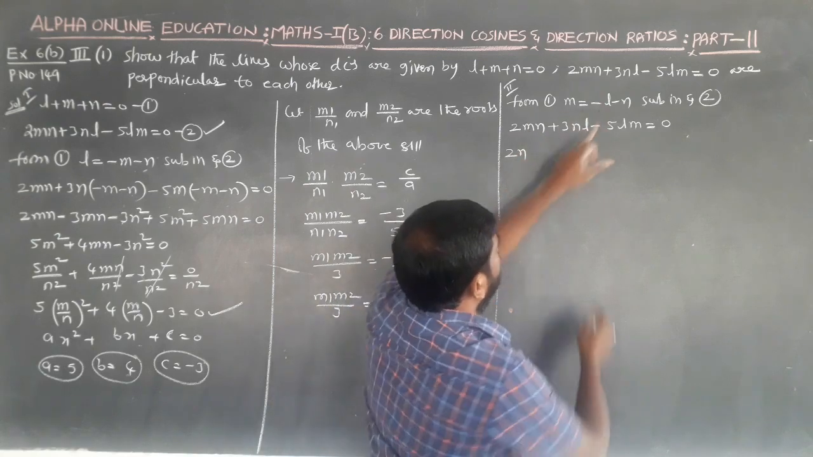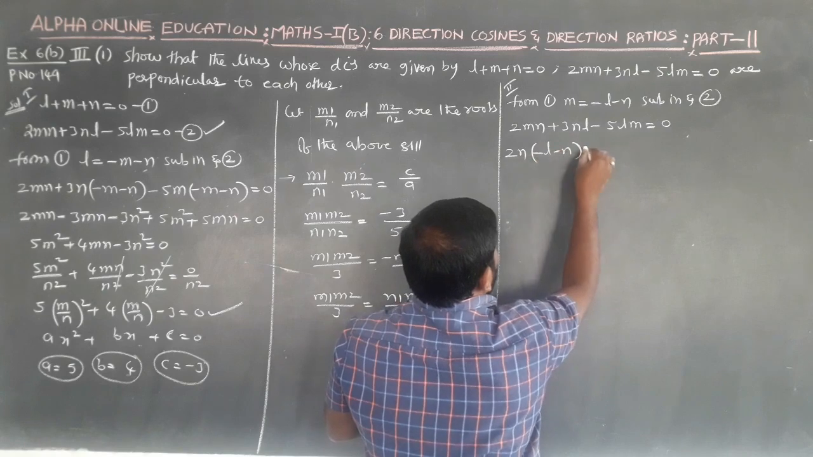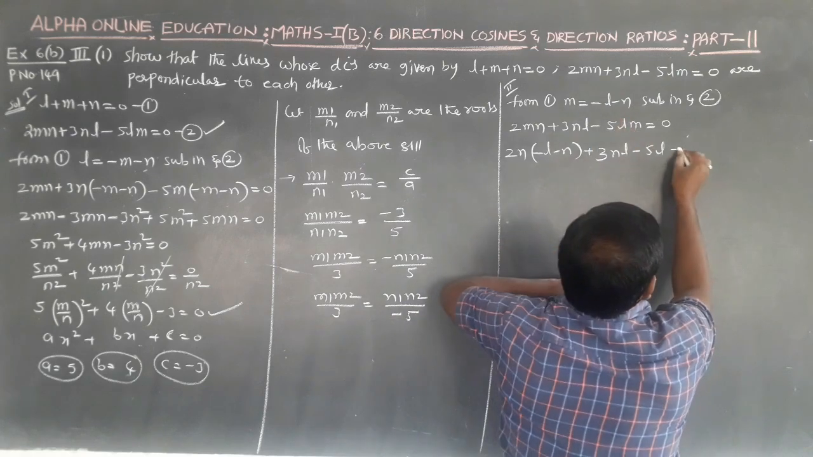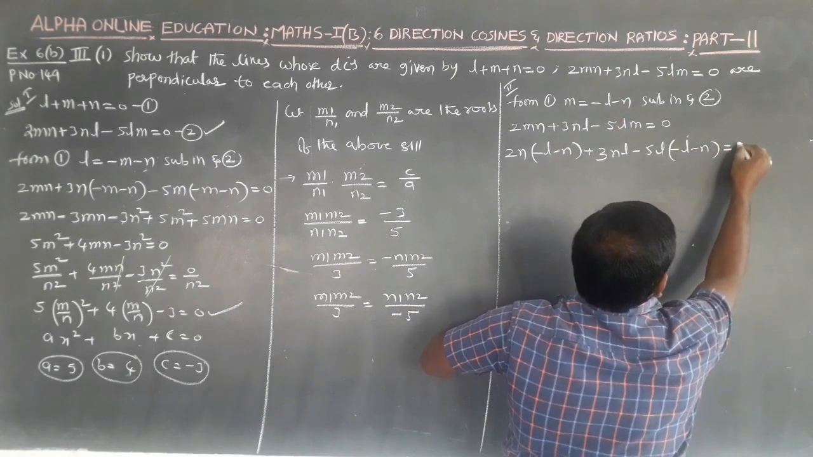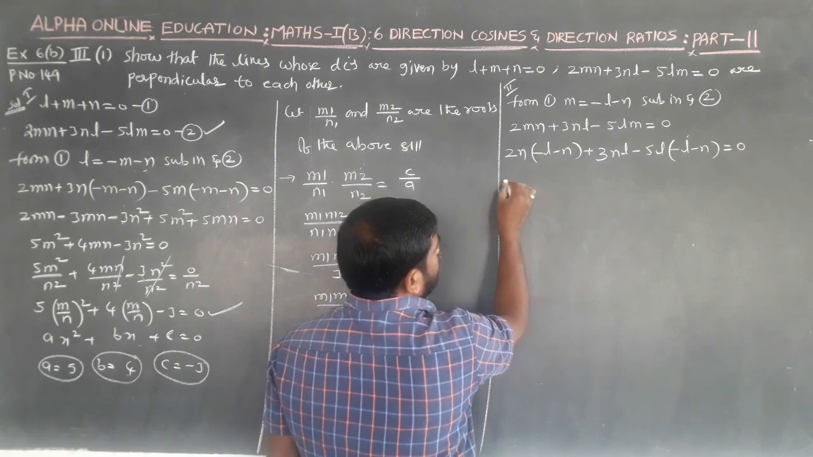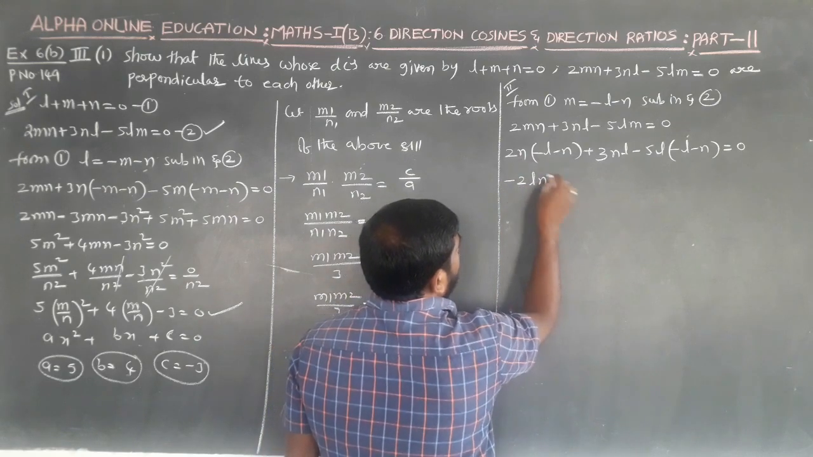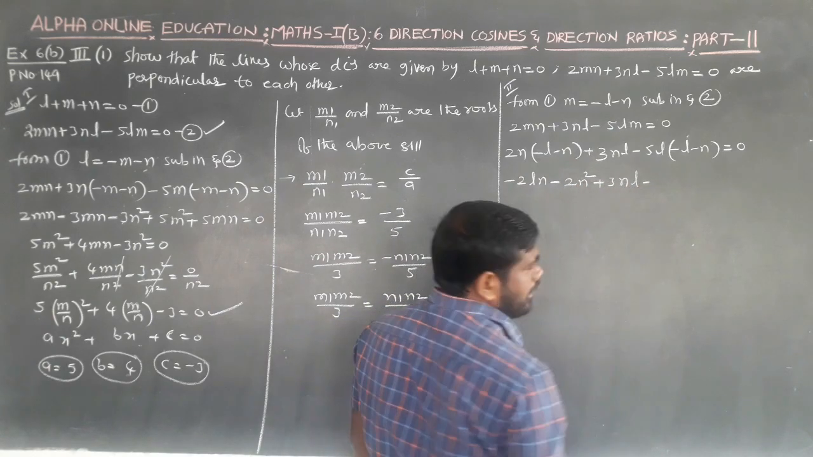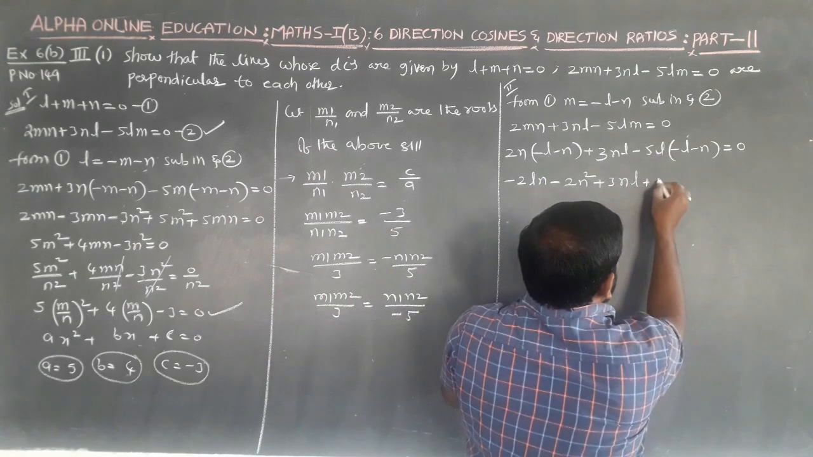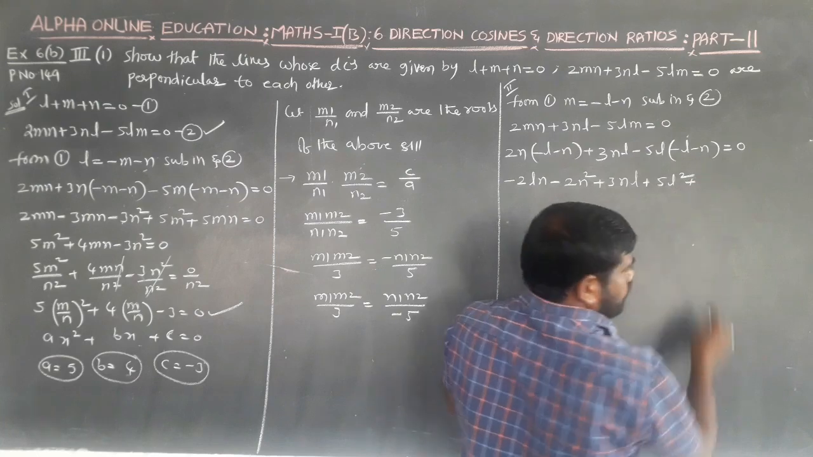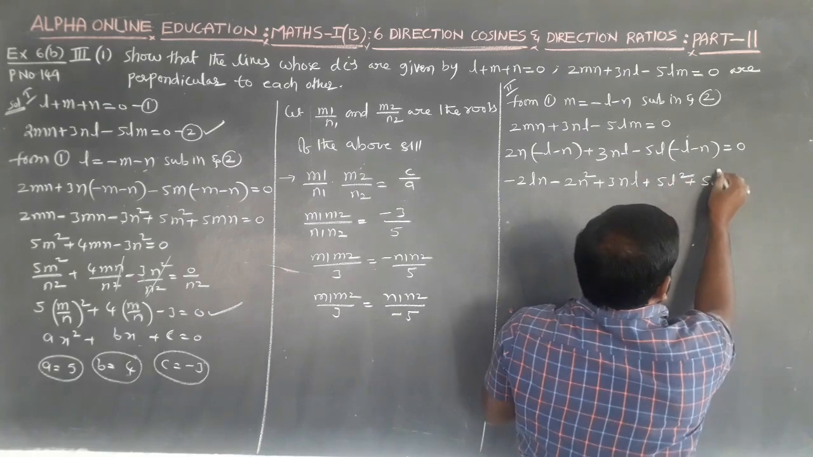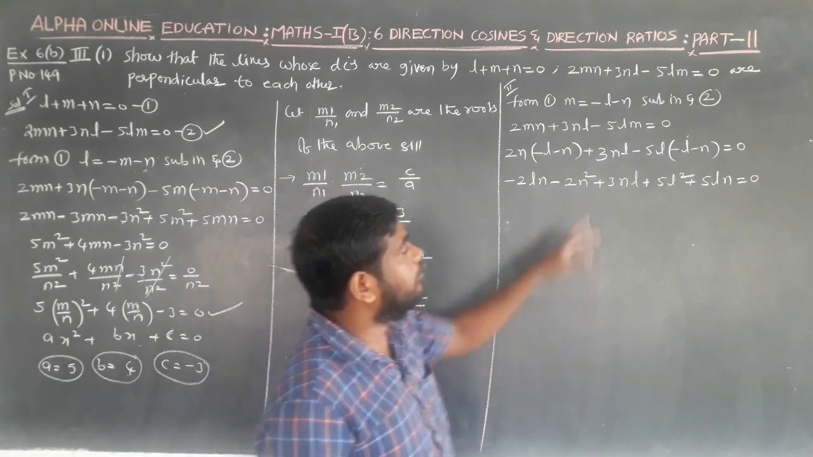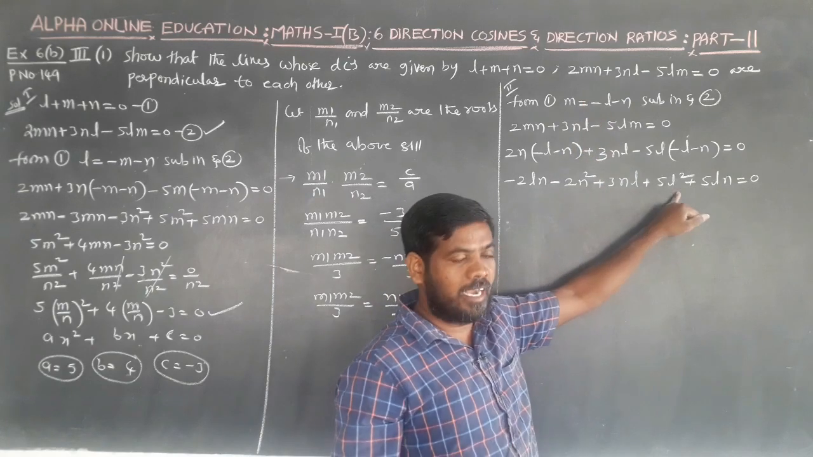2n into (m minus l minus n) plus 3nl minus 5l into (m minus l minus n) is equal to 0. 2n into l minus 2ln, 2n into n minus 2n square plus 3nl minus into minus plus, so 5l into l gives 5l square, minus into minus plus, so 5l into n gives 5ln, is equal to 0. Here eliminate m, remaining terms in l and n.